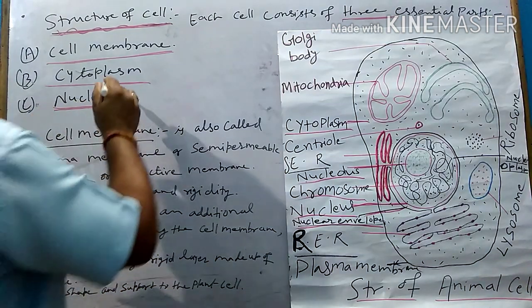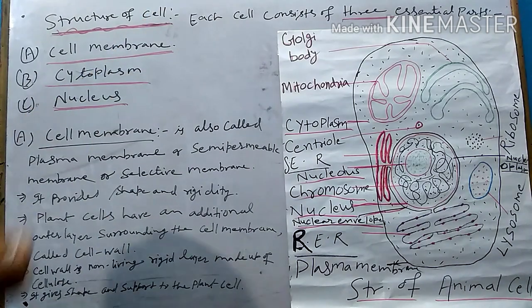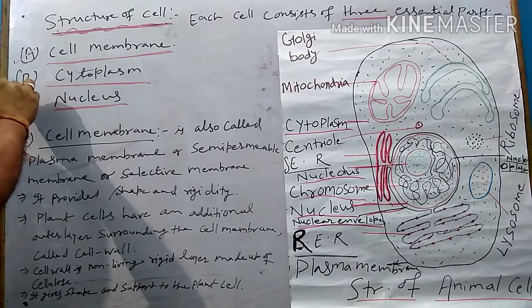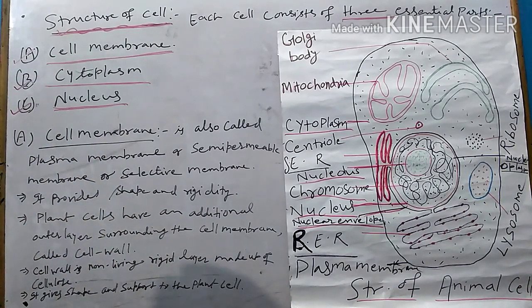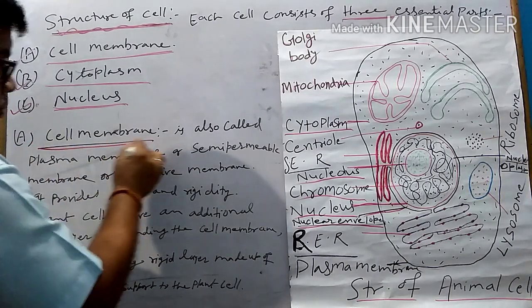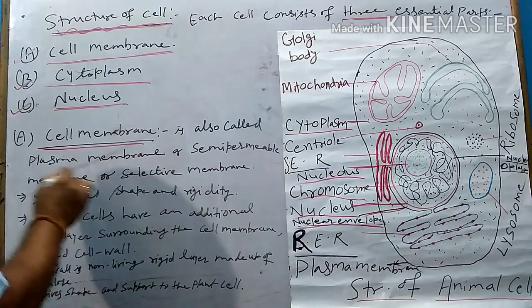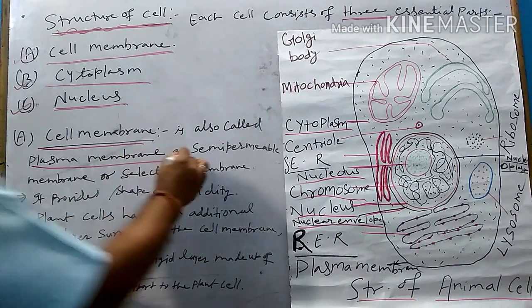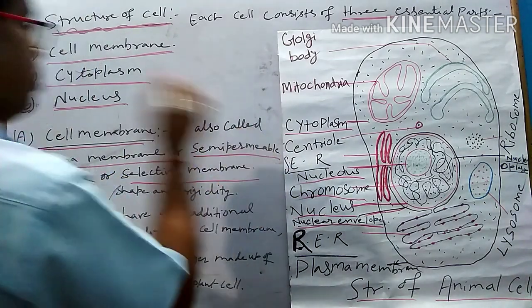So these are the three main or essential parts of the cell. First, cell membrane. Second, cytoplasm. And third, nucleus. First, cell membrane.